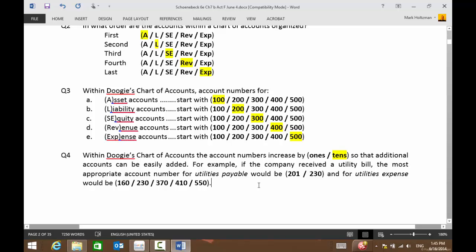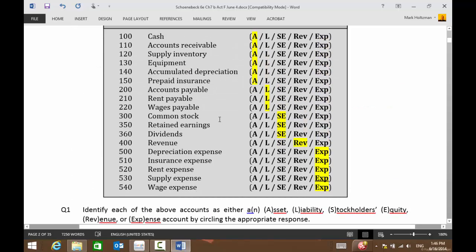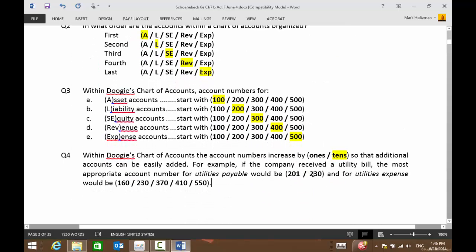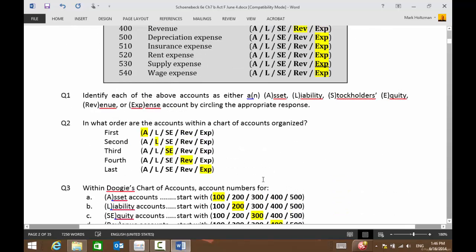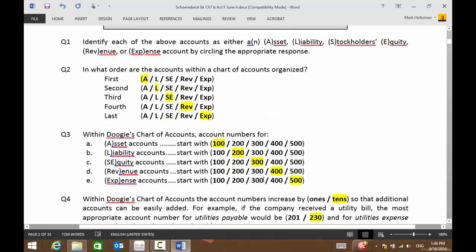So if a company receives a utility bill, the most appropriate account number for utilities payable would be a new liability. What would you number utilities payable? At 230. And then what number would you do for utility expense? 550.